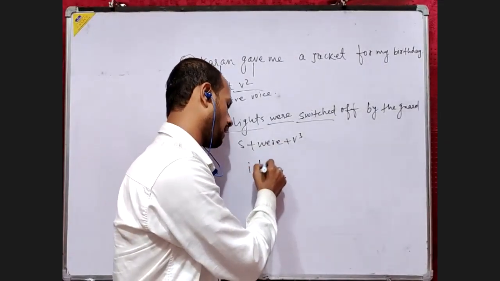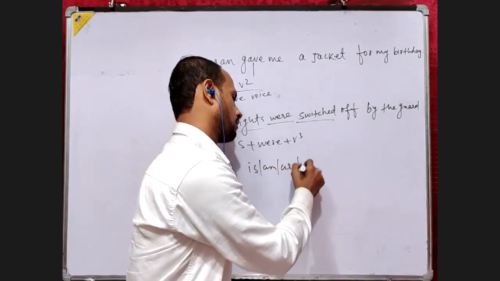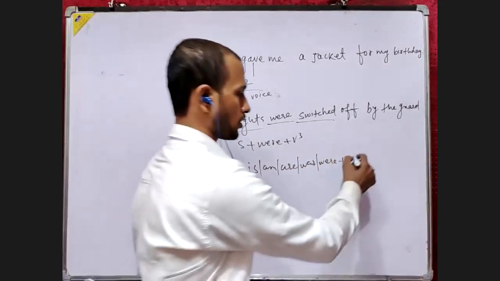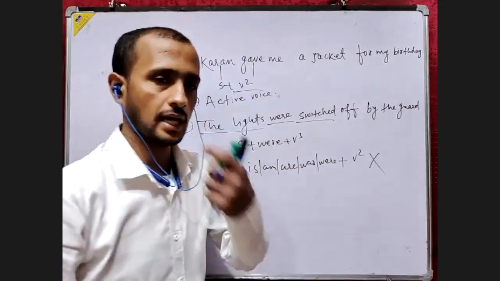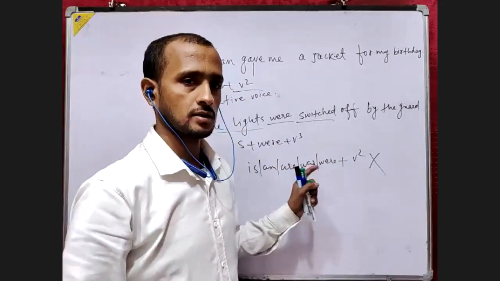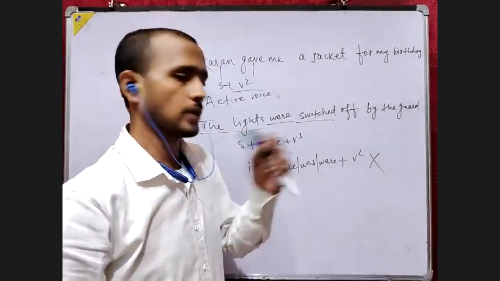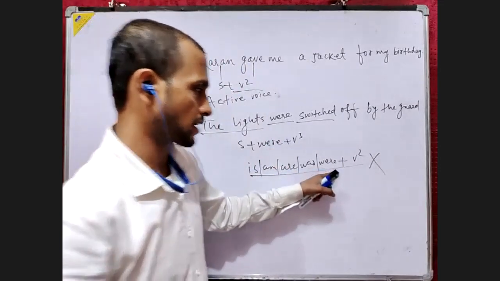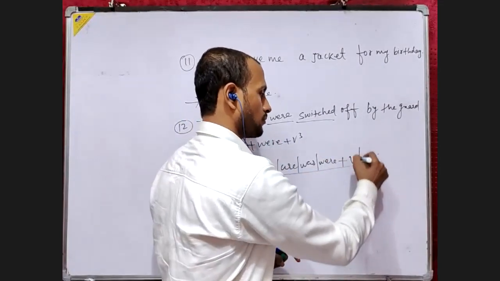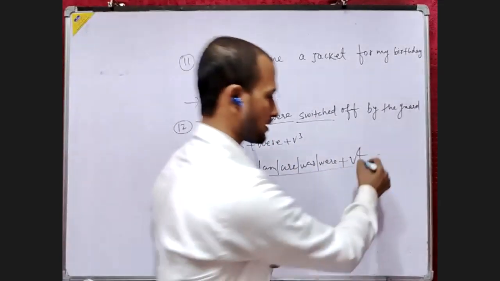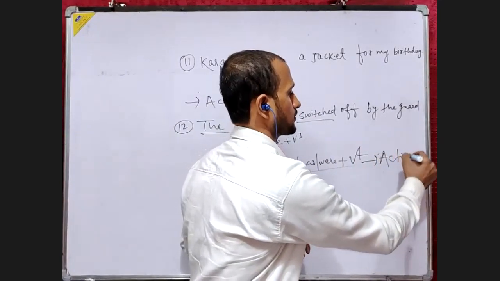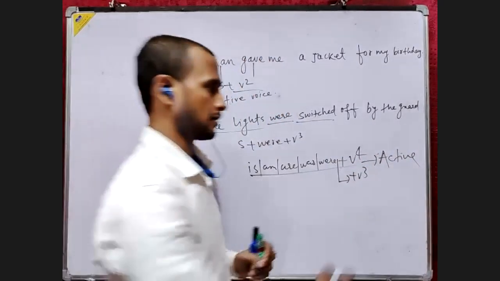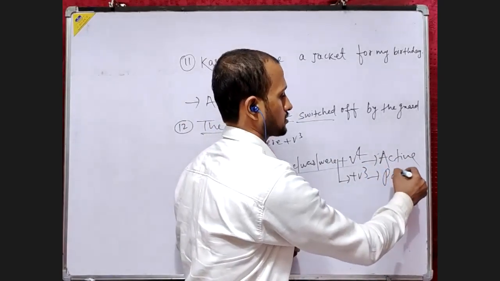After is, am, are, was, were, V2 is not possible in any sentence. There is no book and no person who can use this structure. After is, am, are, was, were, if V4 is written, the sentence is active voice. If V3 is written, the sentence is passive voice.